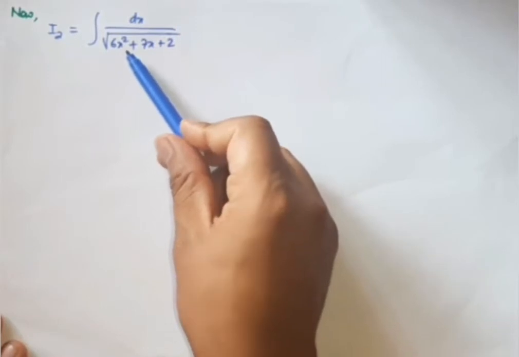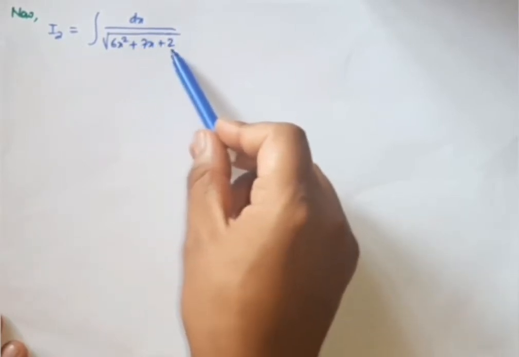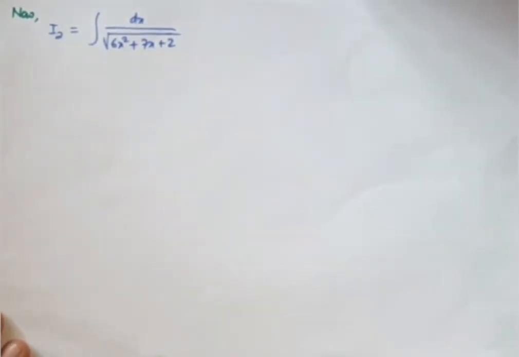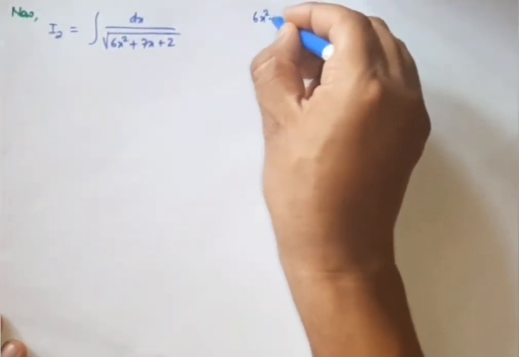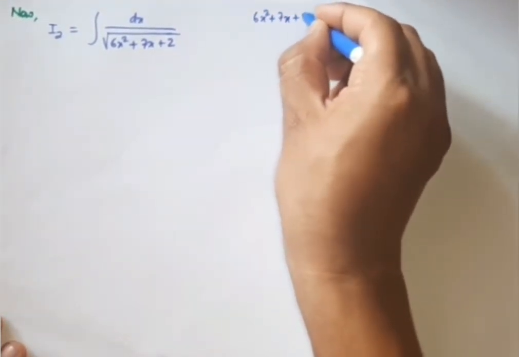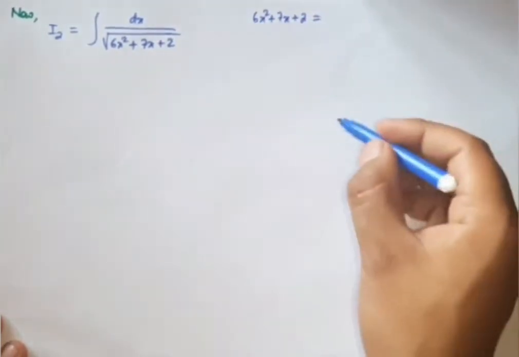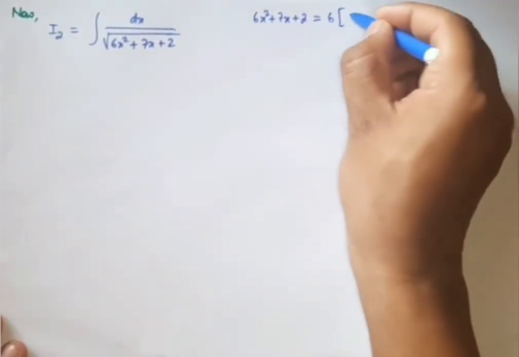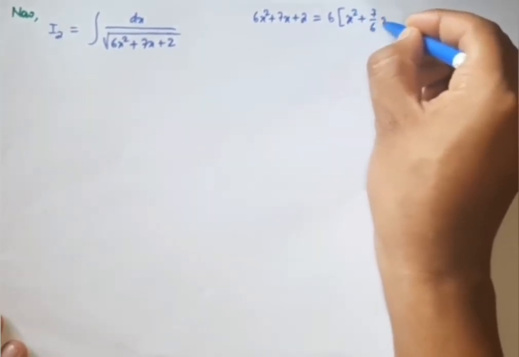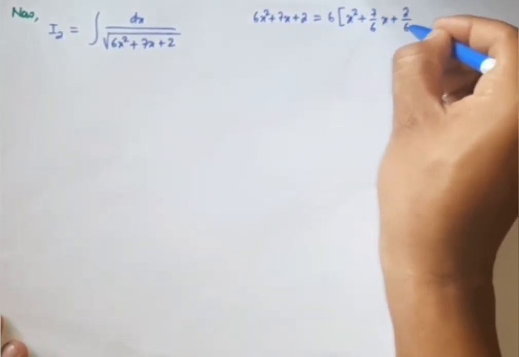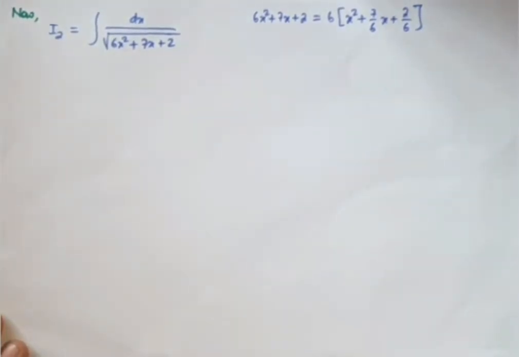Okay, so type A says that this quadratic expression has to be kept as a sum or difference of two perfect squares. Okay, so we have 6x squared plus 7x plus 2. So this 6 has to be kept as common. So we have x squared plus 7 by 6x plus 2 by 6, which is 1 by 3, right?